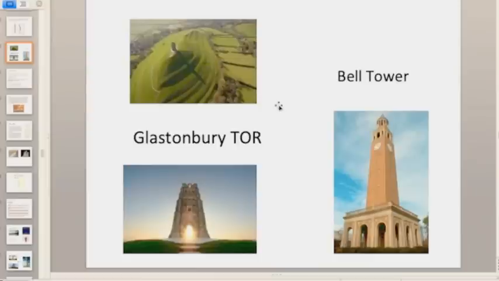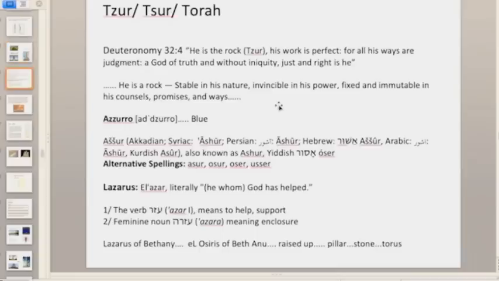Glastonbury Tor, it's a tower, the bell tower, you see? The Glocker is always with the Tor. Deuteronomy 32:4, I mentioned that before, you know, Zur, but azzurro in Latin is blue. You see, so it's red, but it's also blue, embedded, encoded in the word. That's where Lazarus comes from, azzurro from blue.